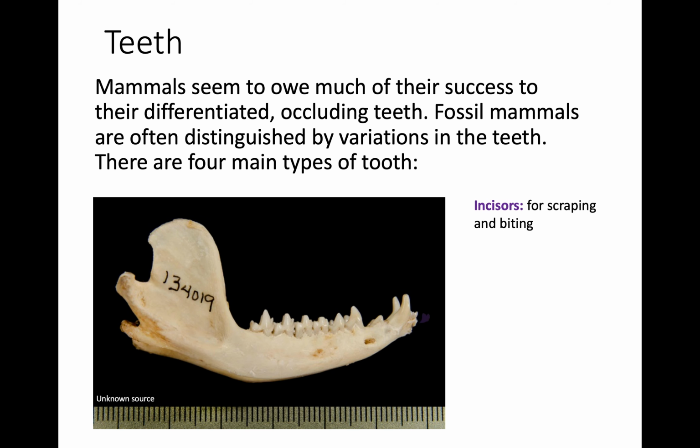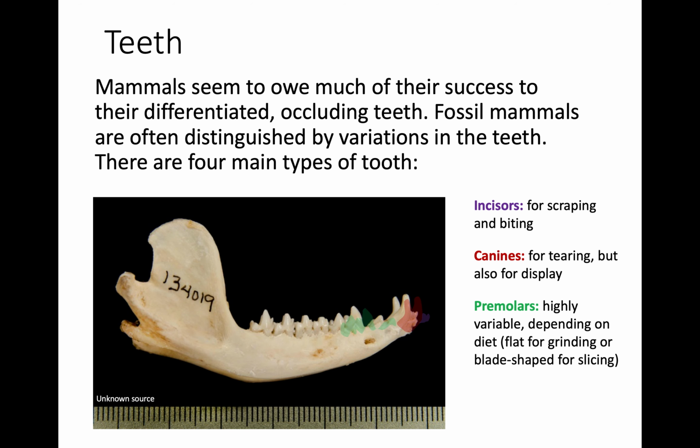We have the incisors up in the front for scraping and biting. We have our canines for tearing, also for display. A lot of mammals have canines that are quite terrifying looking. There's a reason for that. Premolars, depending on the diet, are either going to be flat for grinding, or you can have blade-shaped premolars for slicing if you're a carnivore.